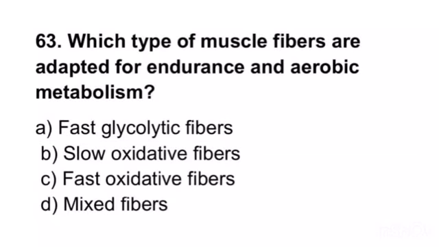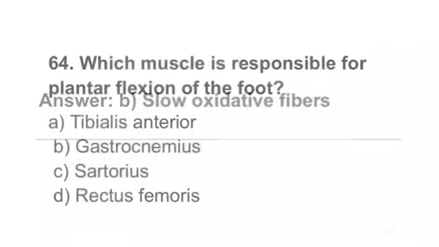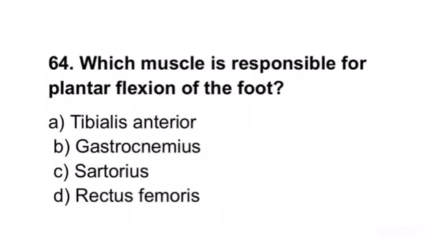63. Which type of muscle fibers are adapted for endurance and aerobic metabolism? A. Fast glycolytic fibers. B. Slow oxidative fibers. C. Fast oxidative fibers. D. Mixed fibers. Answer, B. Slow oxidative fibers.